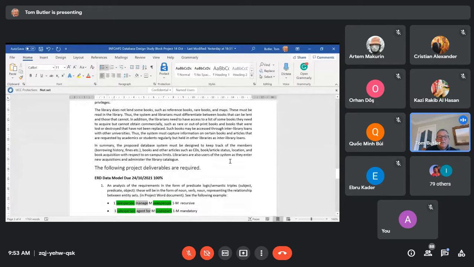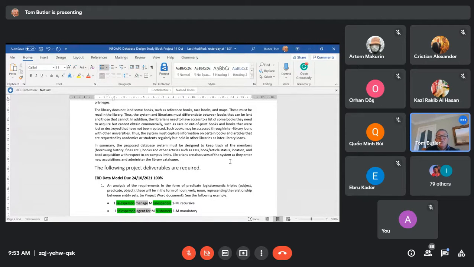Here's another area. The library does not lend some books, such as reference books, rare books, and maps. These must be read in the library. They're still stored in a normal way in the library, by the way. Thus, the system and the librarians must differentiate between books that can be lent and those that cannot. Now, you need to do that.